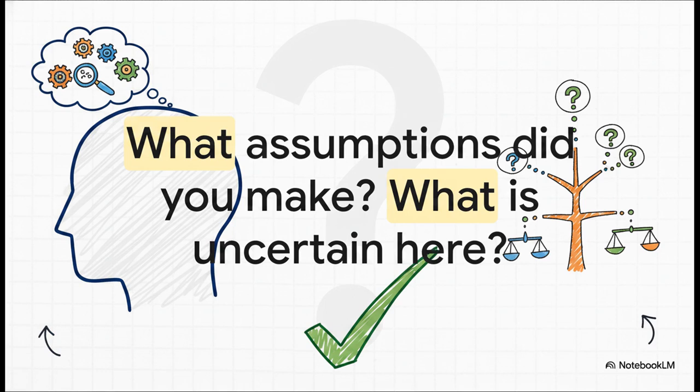And hey, here's a little pro tip for you. A quick way to validate. After the AI gives you a response, just ask it these 2 simple questions. What assumptions did you make? This forces it to tell you about any logical leaps it took. And then, what is uncertain here? This gets it to flag the parts it's not so sure about. These 2 questions are incredibly powerful for quality control.